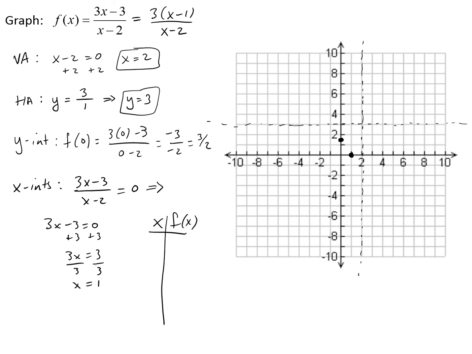Again, I've already got 2 points there to the left of the vertical asymptote, so let's just pick a couple to the right. Let's plug in a 3 and a 4. If we plug a 3 in for x, we're going to get 3 times 3 is 9 minus 3, that's 6 over 1, so 6. And if we plug a 4 in, we're going to get 12 minus 3, that's 9 over 2, that's 4.5. So we have (3, 6) and (4, 4.5). Again, using the asymptotes to guide us, we can sketch in our graph. So there's our completed graph of the function f of x.